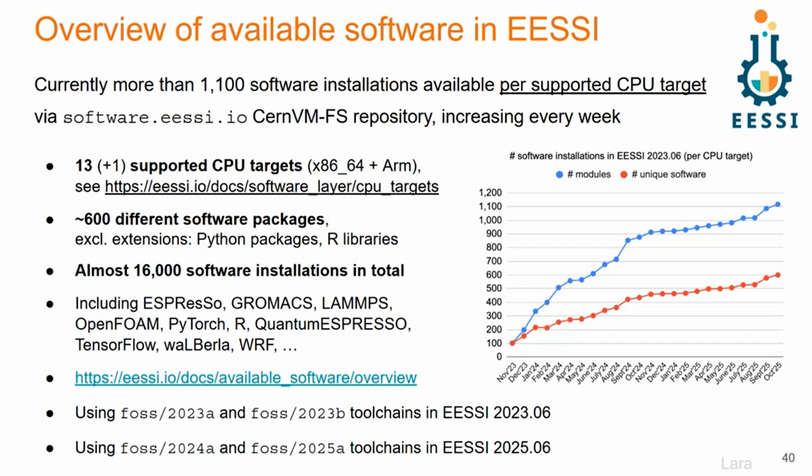For instance, NumPy and other packages that are part of a module are not counted in this number. So in reality, we have even more than those 1,100 software packages available in EESSI. Over all the targets and the different software, we now have almost 16,000 software installations in total. We have ESPResSo, GROMACS, LAMMPS, OpenFOAM, PyTorch, R, Quantum ESPRESSO. So we already have a lot of stuff that you might need available there.